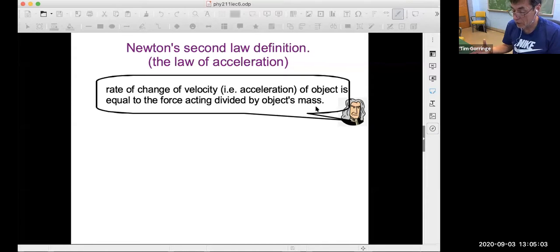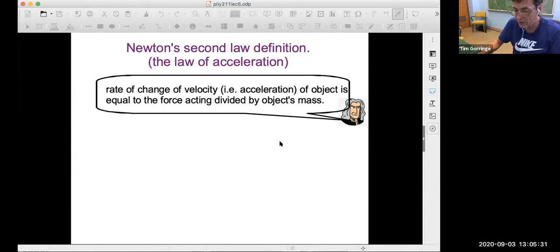The first law is a quantitative statement about the case when there were no forces acting and there was no change in motion. Now this is a quantitative statement about when there are forces acting and there is change in motion. Firstly, it's saying that forces change the motion, they change the velocity, and it's also saying how much they change it, and it depends on the object's inertia or the object's mass.